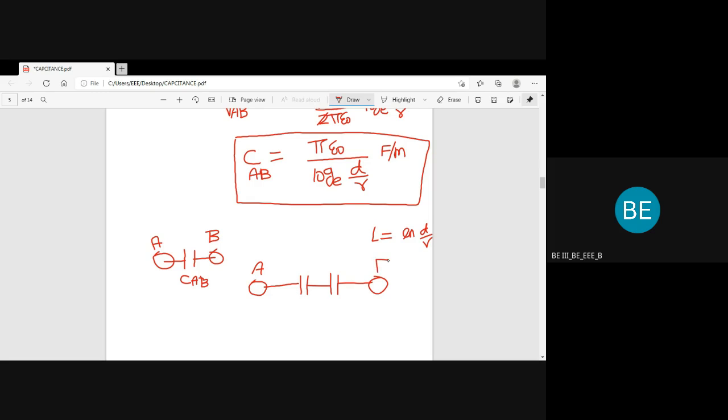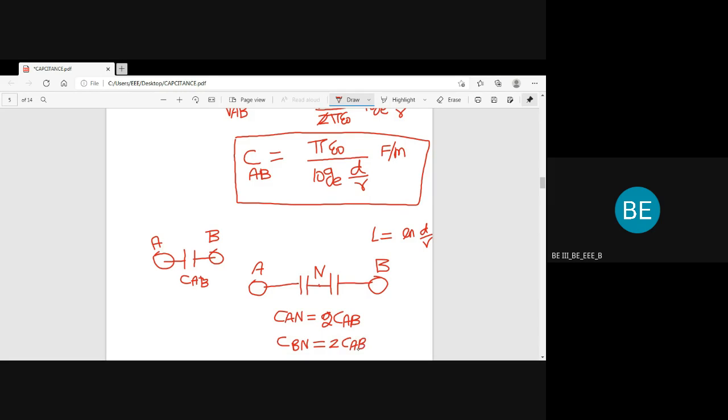So I'm having two conductors. I'm having a neutral point. So CAN, or CBN, will be equal to 2 times of CAB.